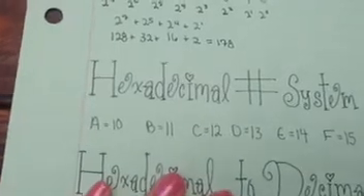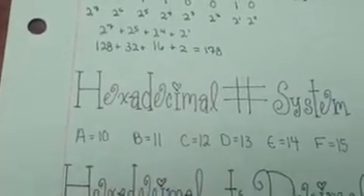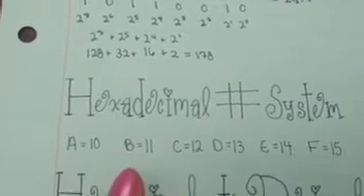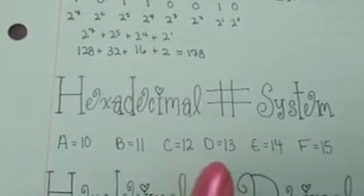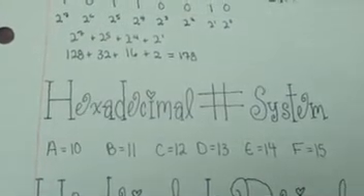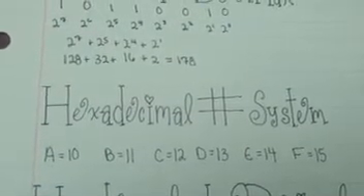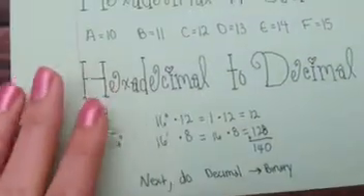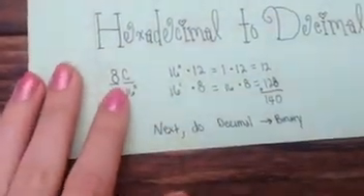Now for the hexadecimal number system, we have letters included in these numbers. An A represents 10, B 11, C 12, D 13, E 14, and F 15. If you see those letters, then you just have to substitute those numbers. For a hexadecimal to decimal conversion, we have our number 8C.